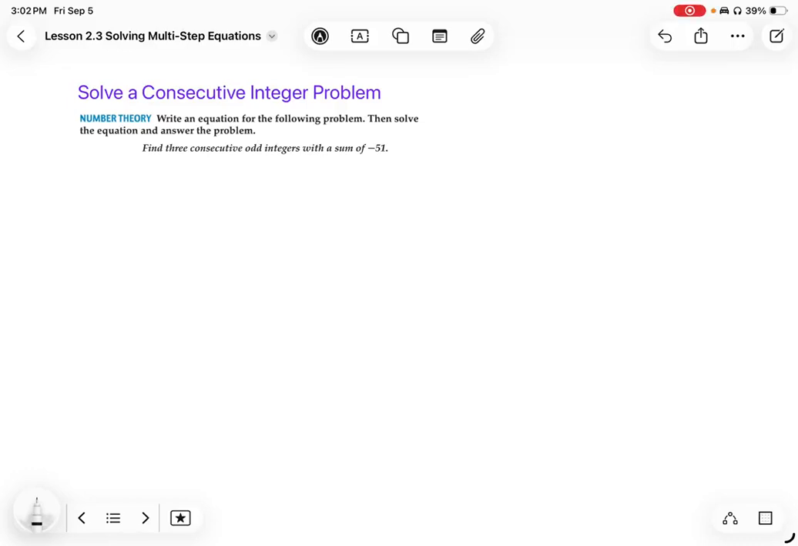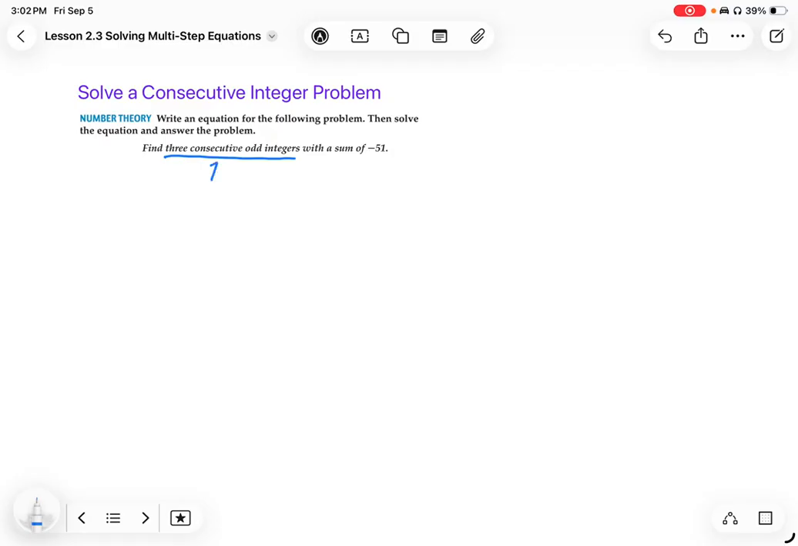Write an equation for the following problem, then solve the equation and answer the problem. Find three consecutive odd integers with the sum of negative 51. So the first thing that we need to ask ourselves is, what does it mean by three consecutive odd integers?